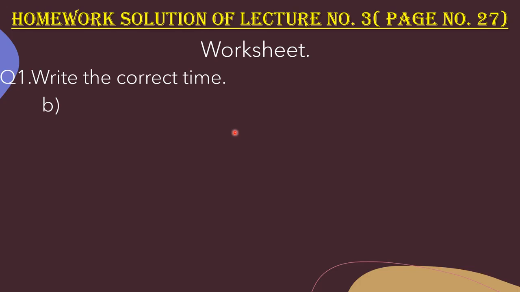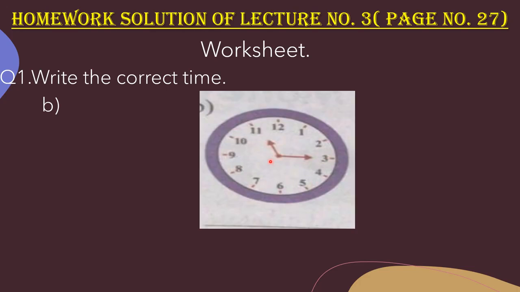B part. It is given this clock. Here the minute hand is at number 3. It means quarter past. So where is the hour hand? That is between 11 and 12 but slightly nearby 11. So what is the time? That is quarter past 11.